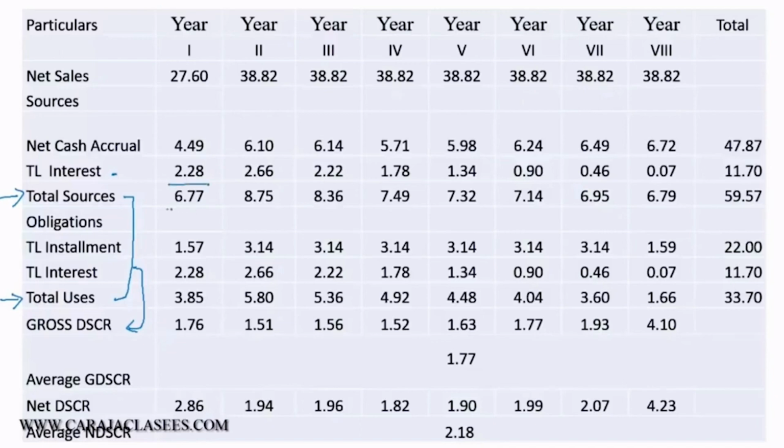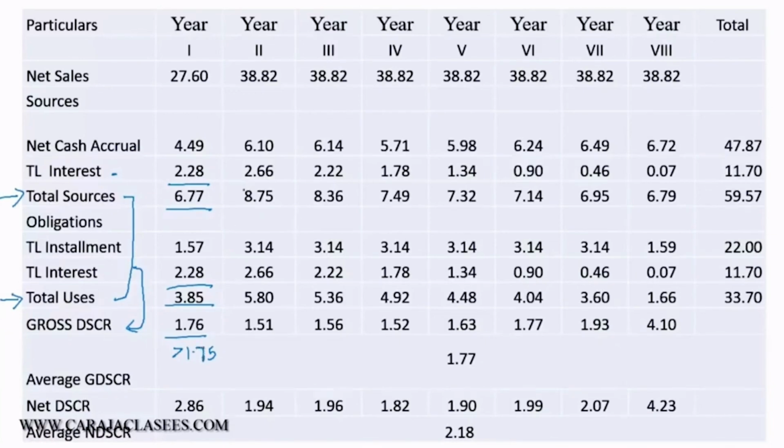So 6.77 divided by 3.85 gives you the ratio as 1.76. It is good because it is greater than 1.75, which many public sector banks will insist. But certain banks are okay if it is greater than 1.5. So here this DSCR table is picked up from the bank which is accepting DSCR at the 1.5 level. Okay, so for them in year 1 this 1.76 is an attractive ratio.